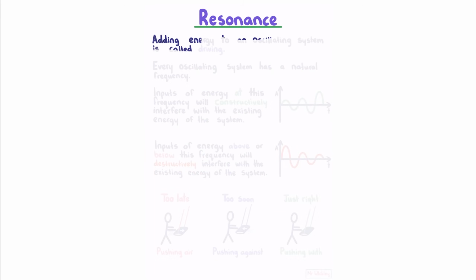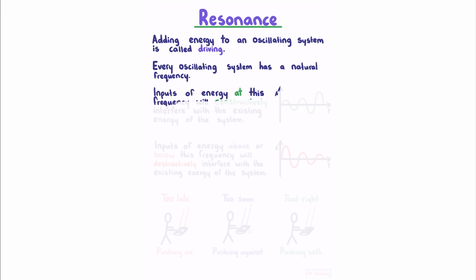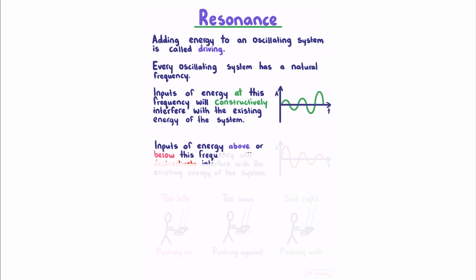Resonance. Adding energy to an oscillating system is called driving. Every oscillating system has a natural frequency. Inputs of energy at this frequency will constructively interfere with the existing energy of the system, resulting in an increase in amplitude. Inputs of energy above or below this frequency will destructively interfere with the existing energy of the system, so our amplitude will decrease.